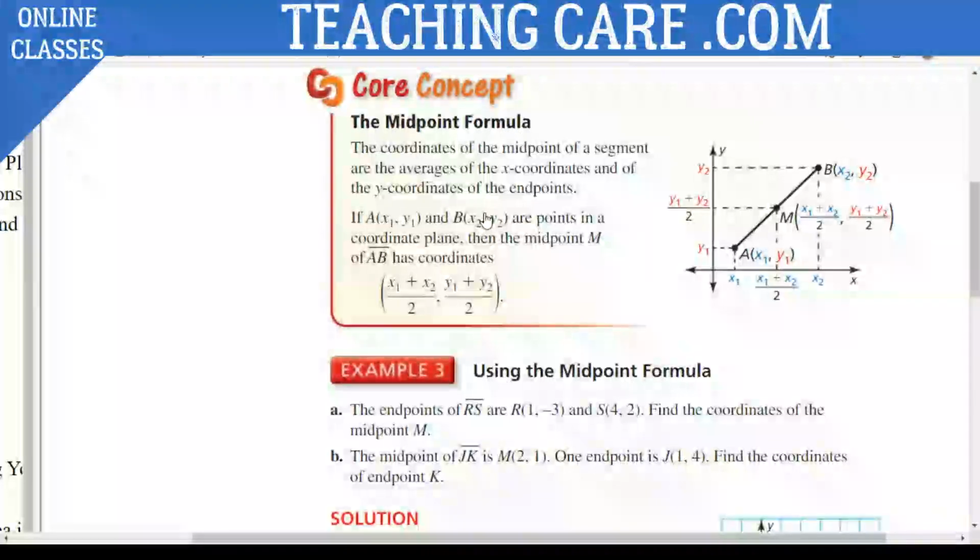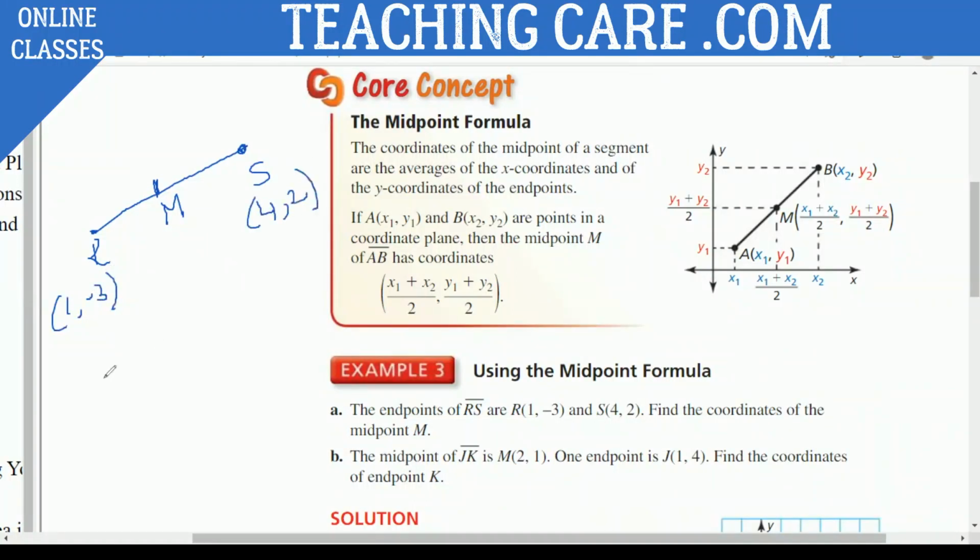For example, I will take this problem. They have given R and S, so the line segment will be like this. This is your R and this is your S. They are asking us to find M, the midpoint. The points are 1, -3 and 4, 2. Always mark them like this: x1, y1, x2, y2. This will not make you make mistakes, so that's why we are writing like this. If you know it thoroughly, then you can use it directly.